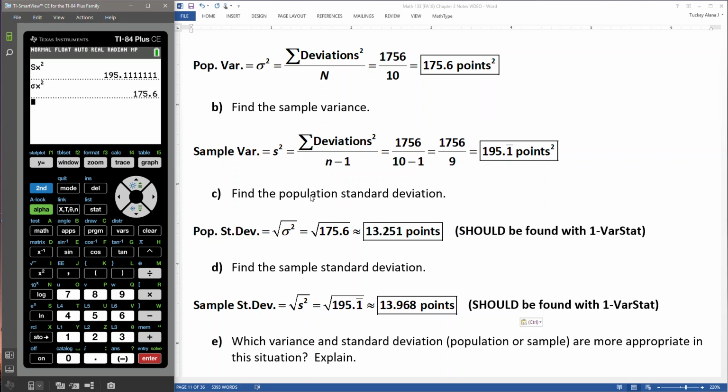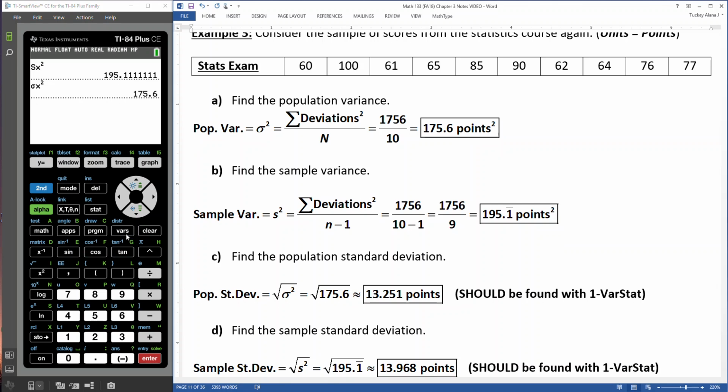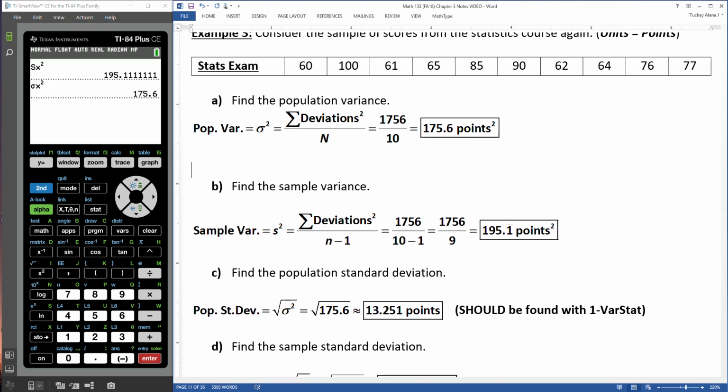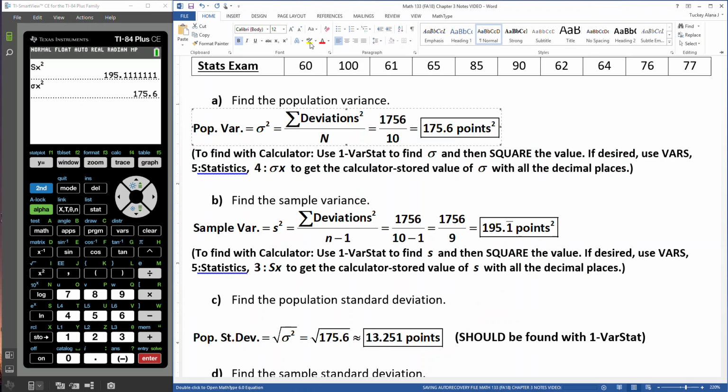So even if you use your calculator to come up with these numbers for variance and standard deviation, it'll still work. Most of the time you don't need this whole vars thing. I'm just showing it to you just in case you ever want to use it for any reason. So let me type up what we just did. One second. There we have it. So again, you don't have to necessarily do the vars thing.